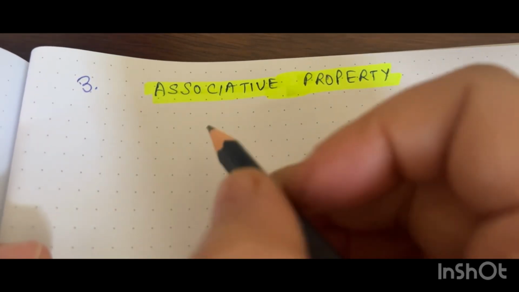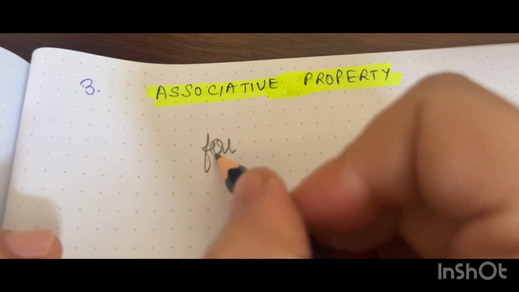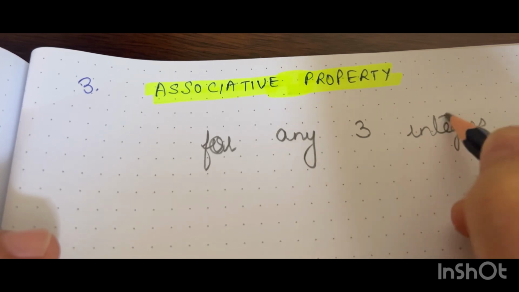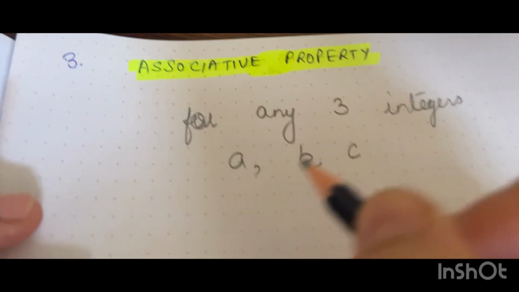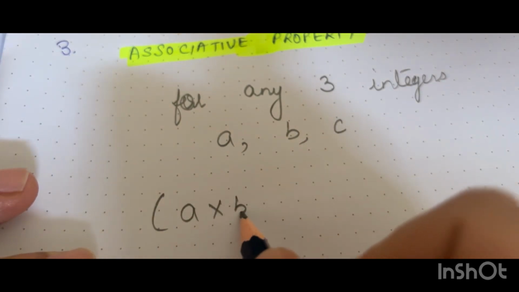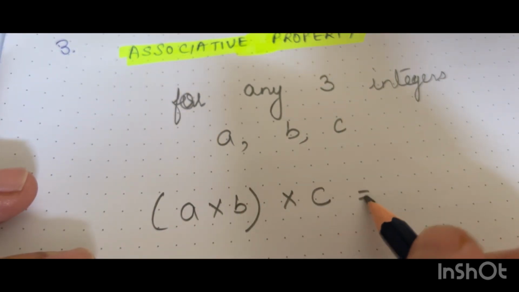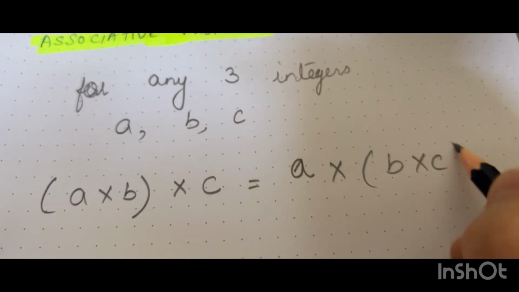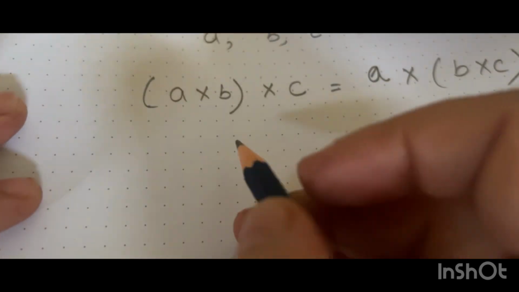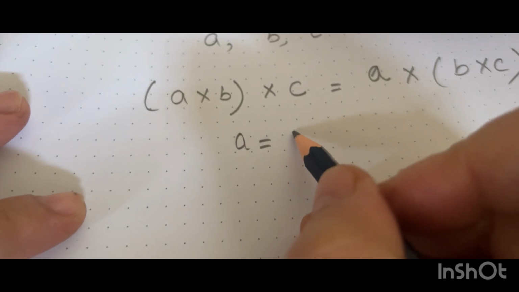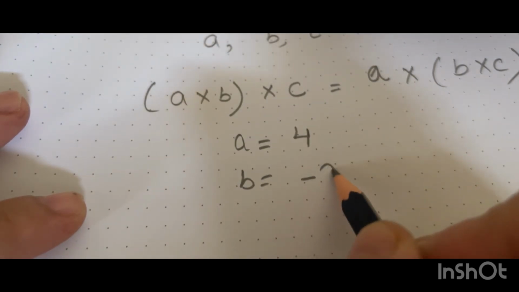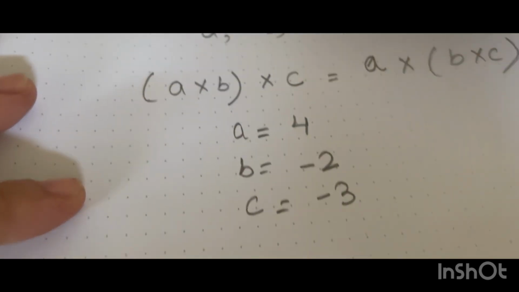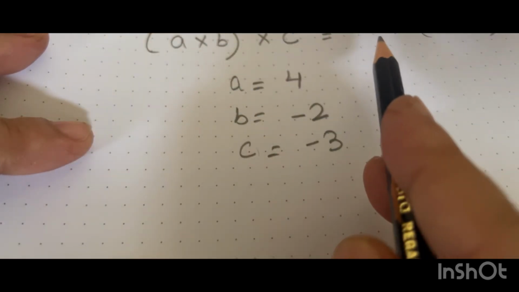Next is the associative property. This says that for any three integers a, b and c, the formula is (a multiplied by b) in bracket multiplied by c is equal to a multiplied by (b into c) in bracket. So let us solve it. Again let us take the values. This time let us take a as positive 4, b as minus 2, and c as minus 3. So we have taken two negative integers and one positive integer. Let us put the values of a, b and c in the formula.